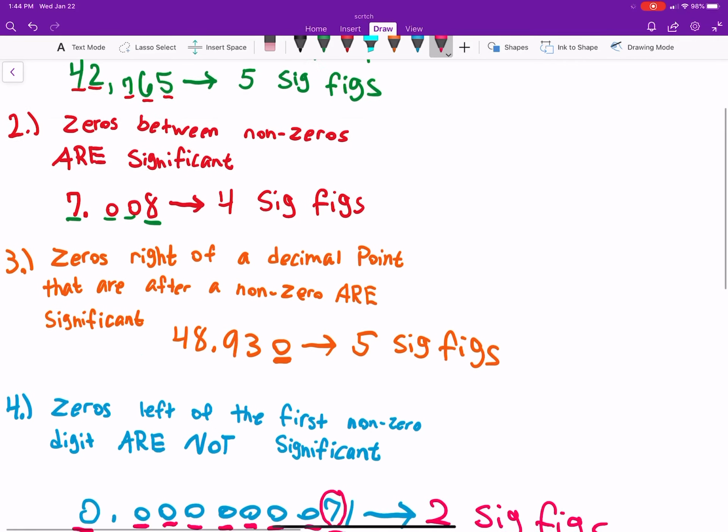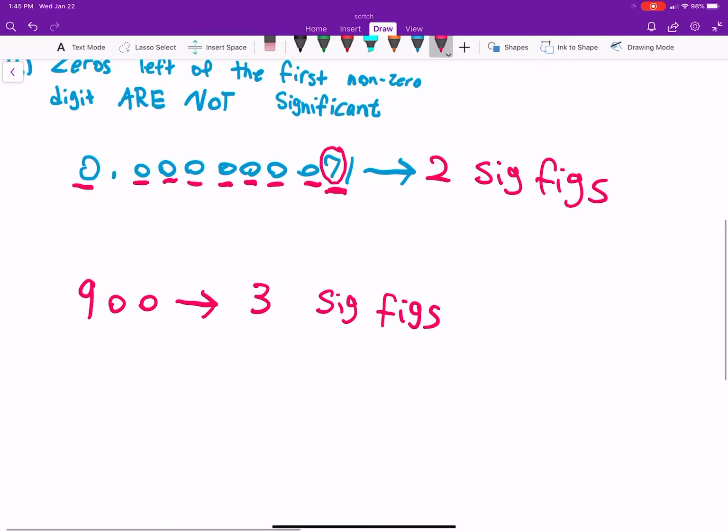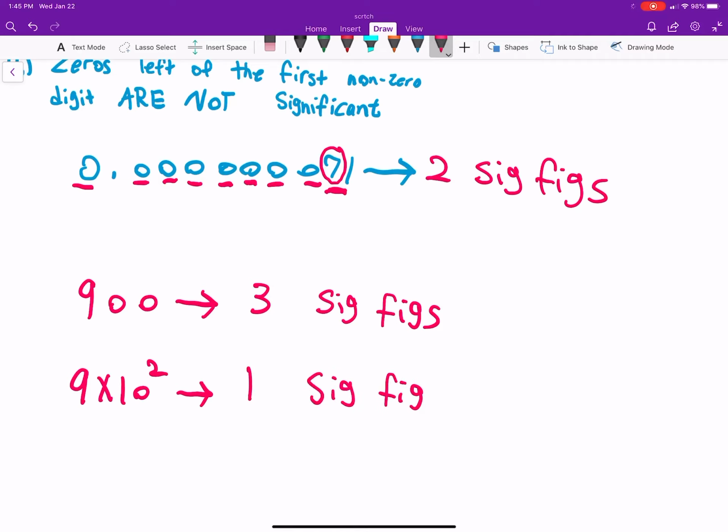The other thing I want to look at real quick, just to show you, is exponentials. Let's start with just 900. How many significant figures is this? Well, just 3. 3 sig figs. 9 times 10 to the second. We would say this is just 1 sig fig from right here.